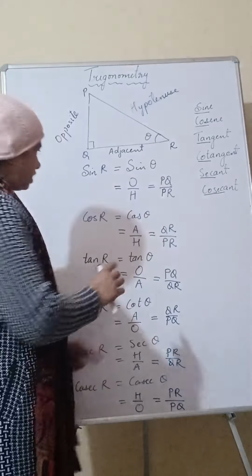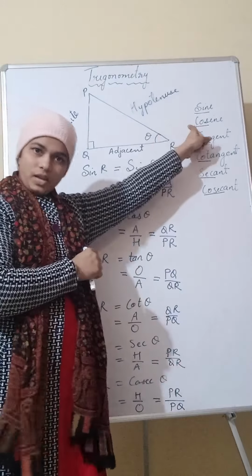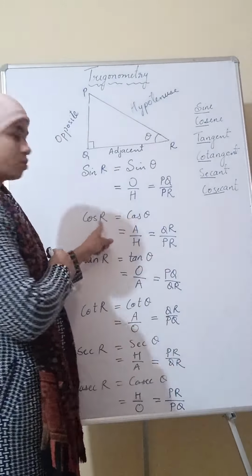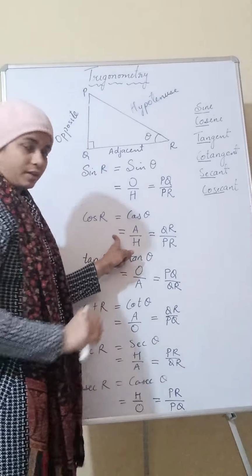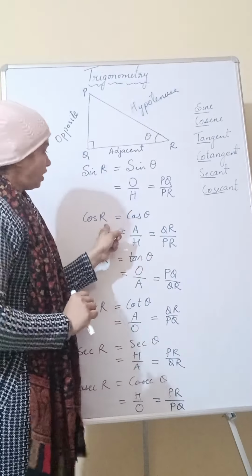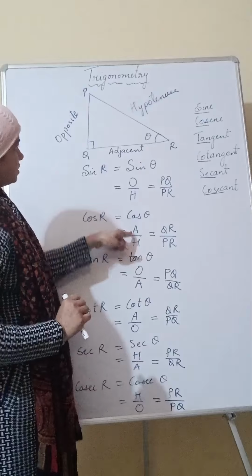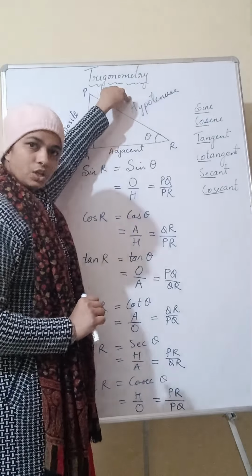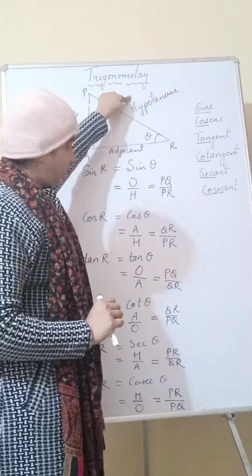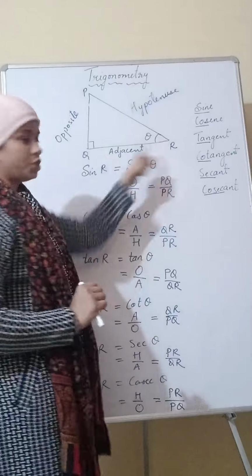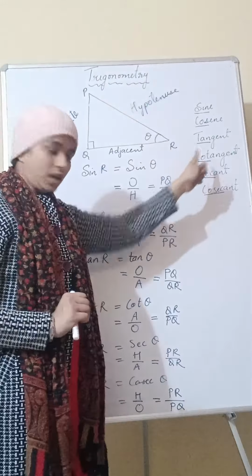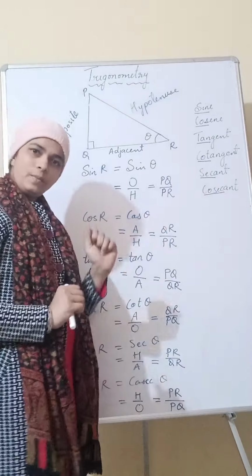Okay, similarly we have cos of R, that is cosine of R. We can write that as cos of R, and we can define that as adjacent upon hypotenuse. So if it is adjacent upon hypotenuse, the adjacent side is QR and hypotenuse is PR. So QR upon PR.